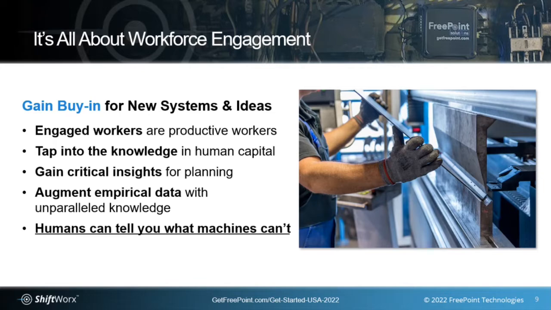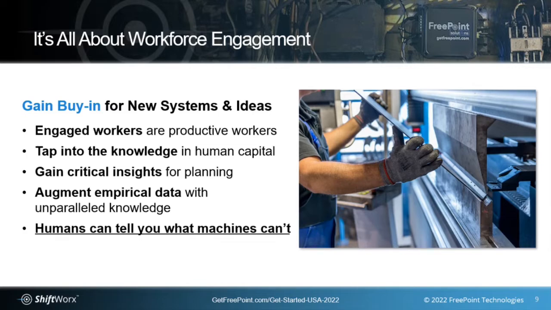The human capital, the workers you have on your plant floor, especially those that have been there for a while and are now contemplating retirement, have a tremendous amount of knowledge and a tremendous amount of understanding of the job they do. And that information has to be captured so that it can be passed on. Engaged workers will offer you critical insights into planning. And what FreePoint specializes in is we augment the empirical data, the true data, the machine truth, with the unparalleled knowledge that comes from the operator. Humans can tell you what the machines can't.